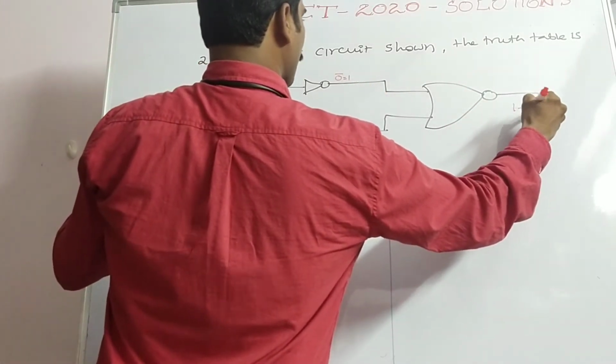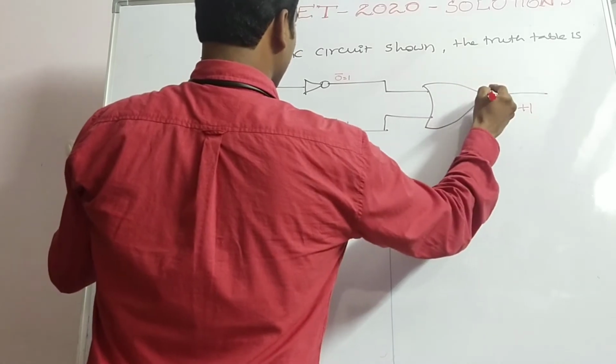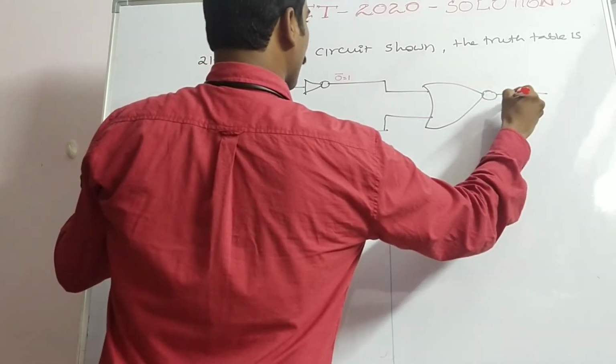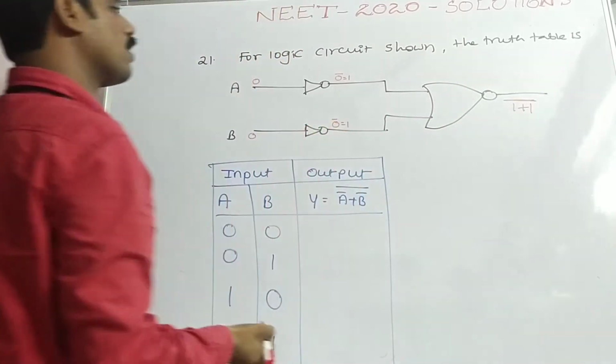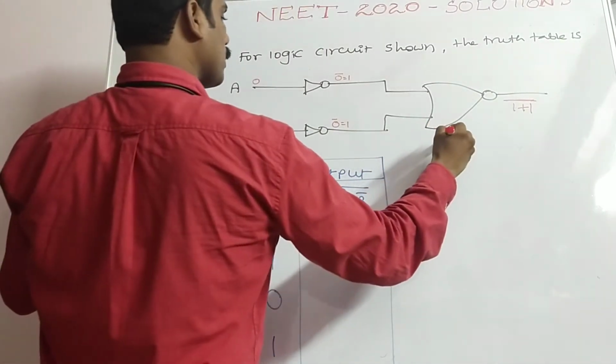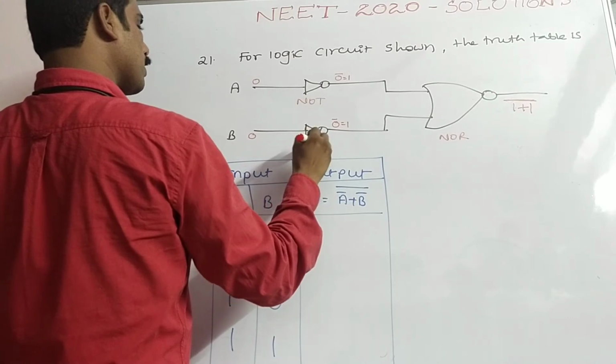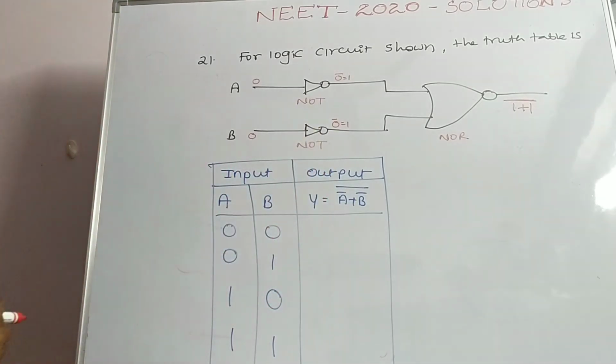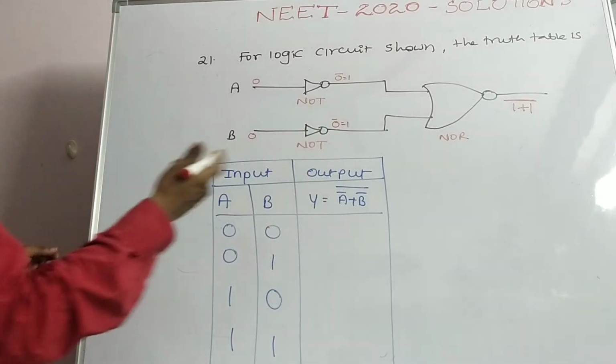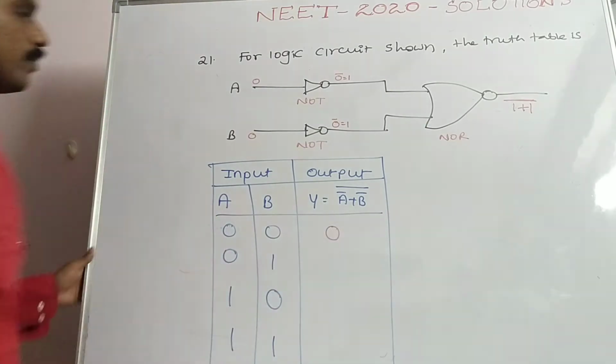1 plus 1, it is a NOR gate. See, here is the symbol of the NOR gate. 1 plus 1 bar. This is the NOR gate, this is a NOT gate, this is a NOT gate. 1 plus 1 bar is 0.